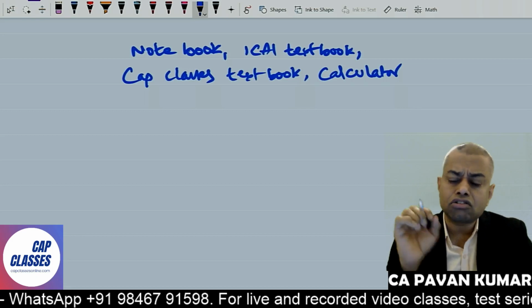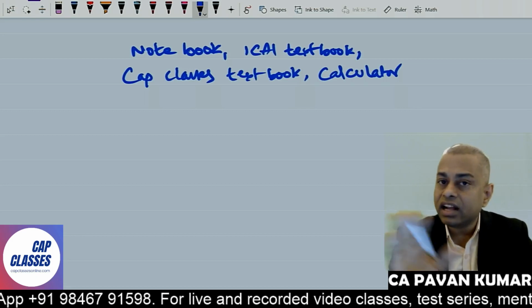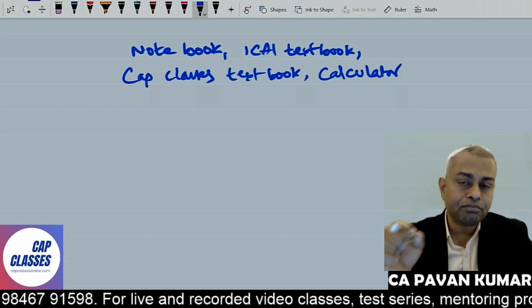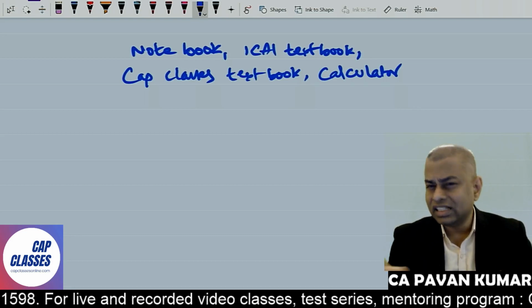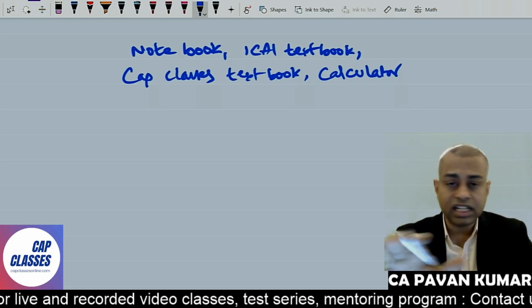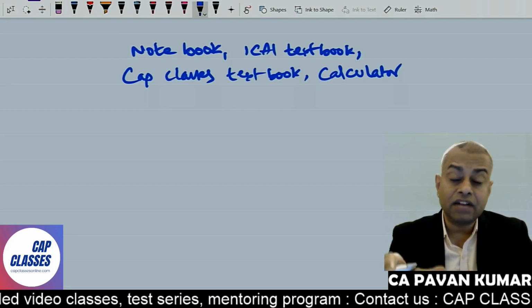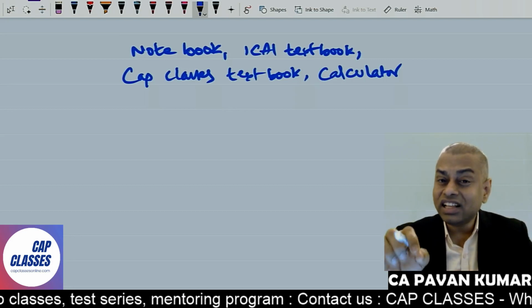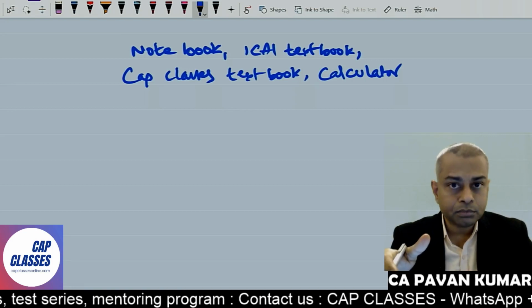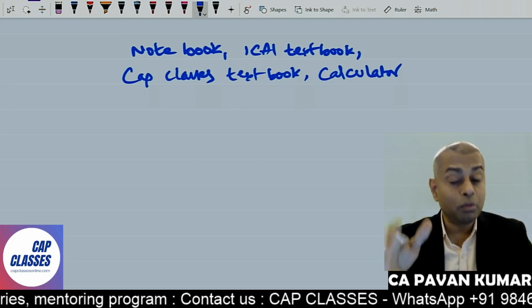And also I strongly recommend you to have a business calculator, not a scientific calculator. A business calculator, Casio, 10 digits, 12 digits, 512, whatever it is fine, but it should be a business calculator. Ensure that you are not using scientific calculators. And the worst thing is calculating on your mobile. Why is calculating on mobile the worst thing?